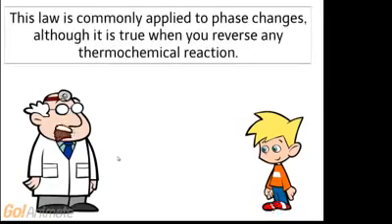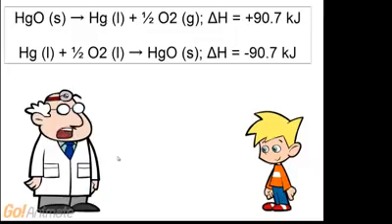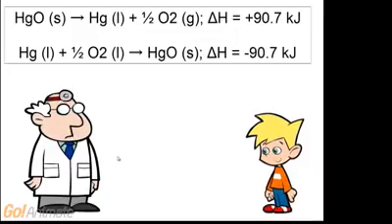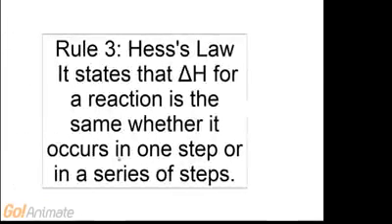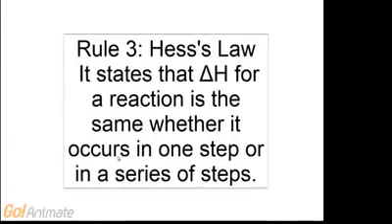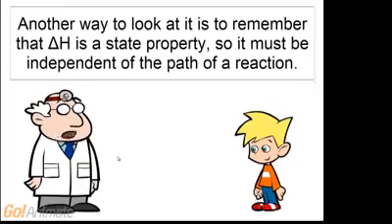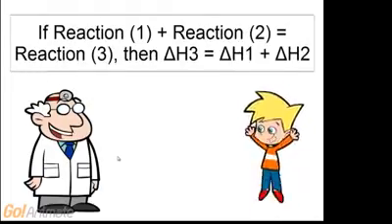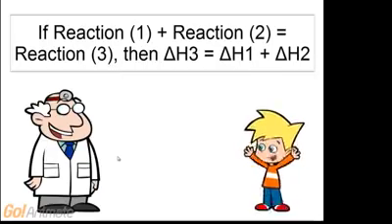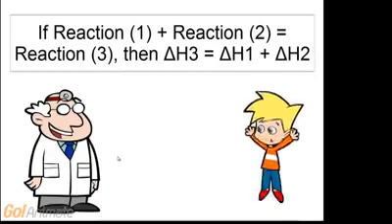Remember, this law is commonly applied to phase changes, although it is true when you reverse any thermochemical reaction. Give me an example for this one too. Here you go. So basically, the signs for delta H get reversed. Another way to look at it is to remember that delta H is a state property, so it must be independent of the path of reaction. So if reaction 1 plus reaction 2 is equal to reaction 3, then delta H of 3 is equal to delta H of 1 plus delta H of 2.